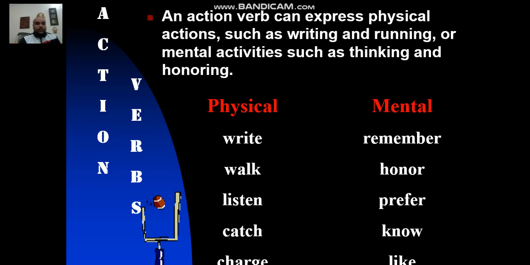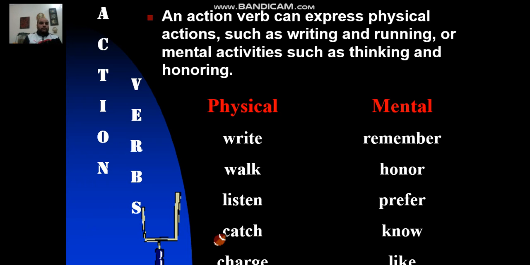Here we have some physical and mental action verbs. Physical: to write, to walk, to listen, to catch, to charge, which means to attack. In all of those verbs, I'm going to use my body. So it's a physical action verb. Mental action verbs. Remember, inside my brain. To honor someone. By the way, honor can be physical or mental. If you honor a team by giving them medals, it's a physical action verb. If you honor someone by remembering him, it happens inside your brain, so it's a mental action verb.